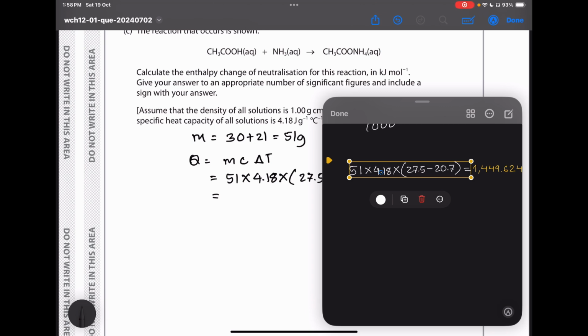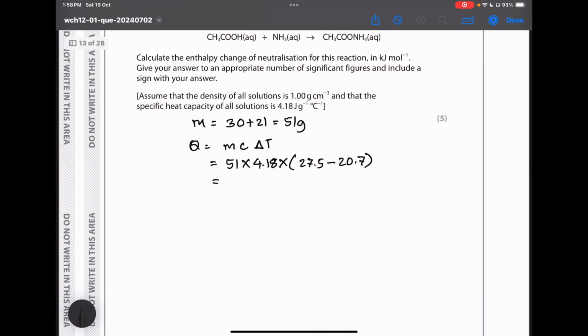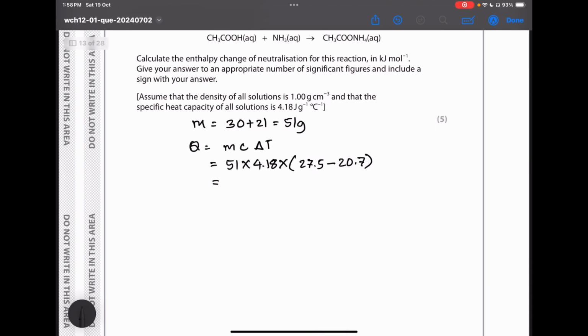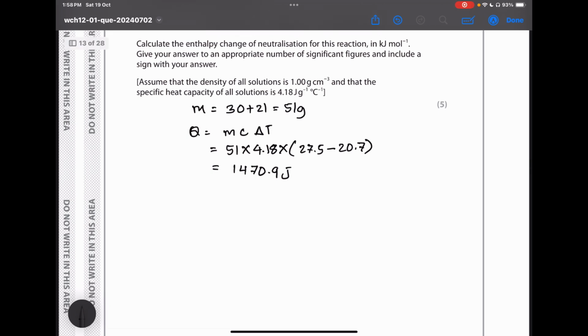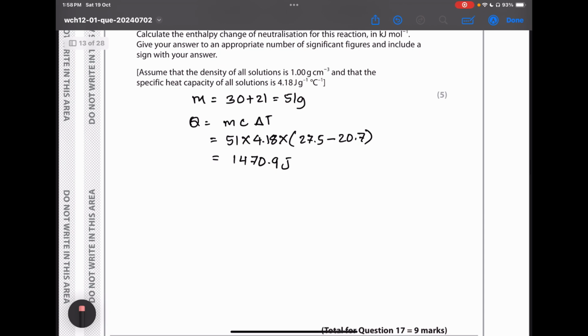Okay, now let's just do it in my calculator. It comes as 1470.9 joules. This is the amount of energy in joules, right? Okay. If that is the case, then we have to find the enthalpy change.